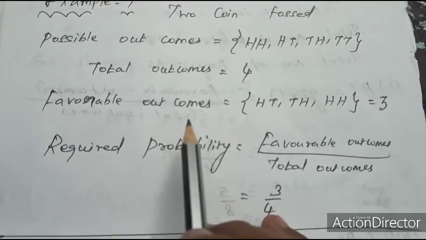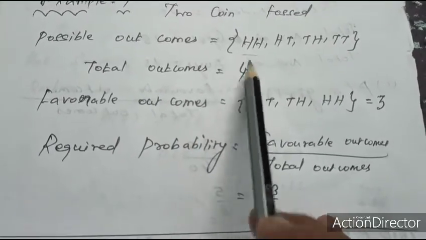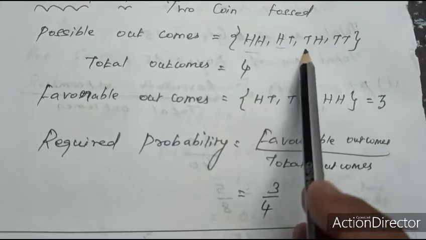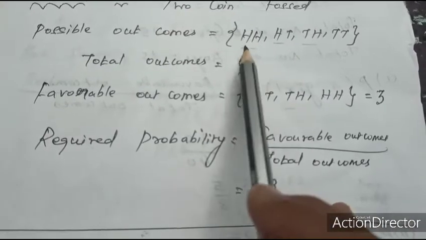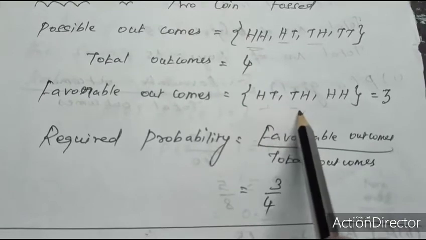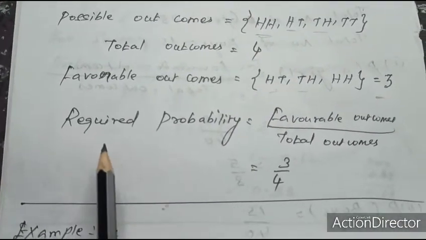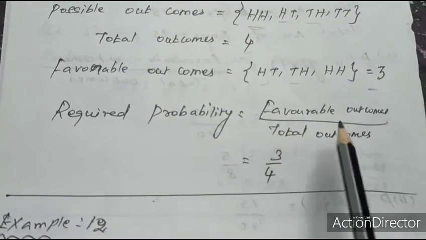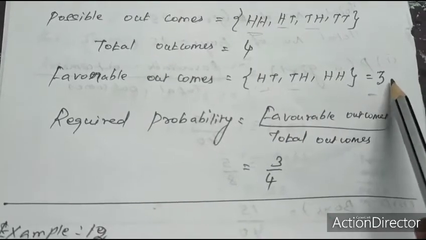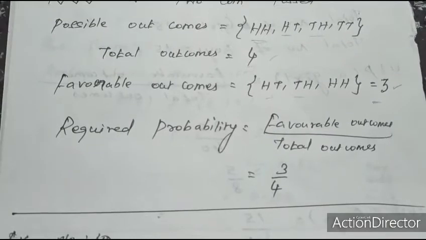The probability that she gets at least one head. First, at least one head: head tail, next tail head, next head head. At least one head is present in each of these: head tail, tail head, head head. Therefore, 3. Therefore, the required probability is favorable outcomes by total outcomes. The favorable outcomes count is 3 by total outcomes 4. Therefore, 3 by 4.